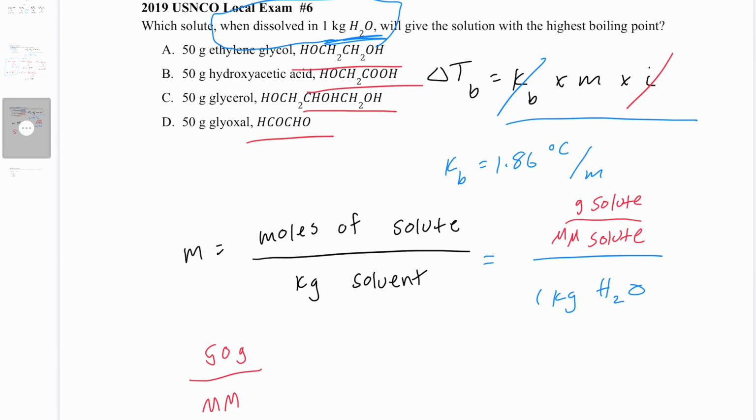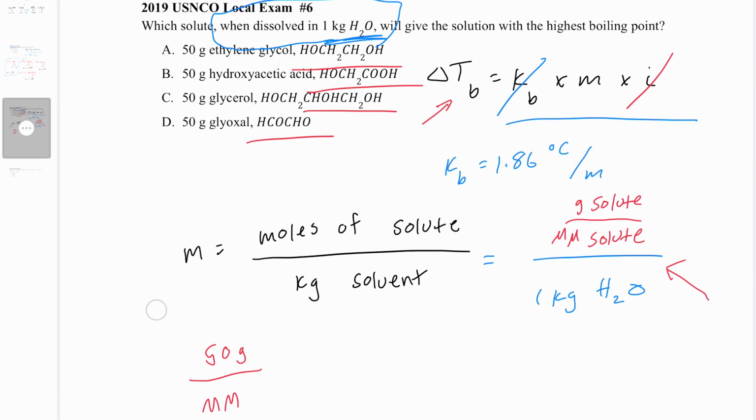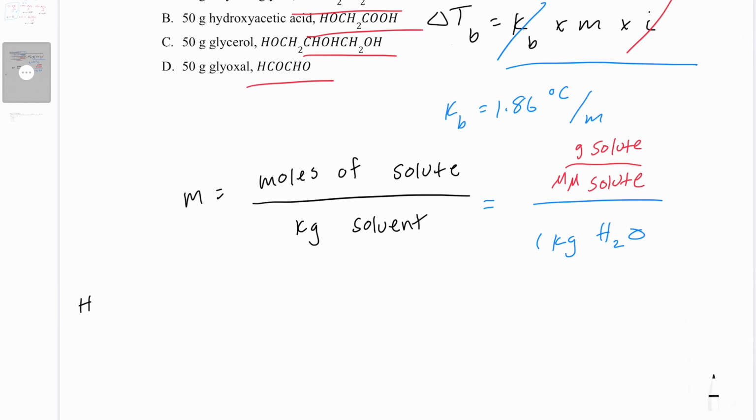Because the lower molar mass you have, the greater this number becomes, and therefore the greater the next number becomes, and so on. So it's like a chain reaction. What we're really looking for is which of these answer choices has the lowest molar mass. So let's go through all the answer choices and look at the molar mass, starting with ethylene glycol, HOCH2CH2OH. That has a molar mass of about 62 grams per mole.